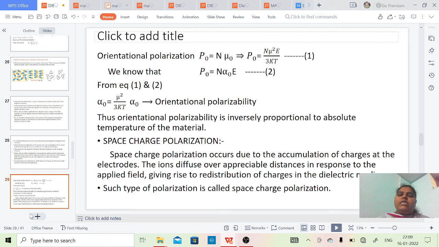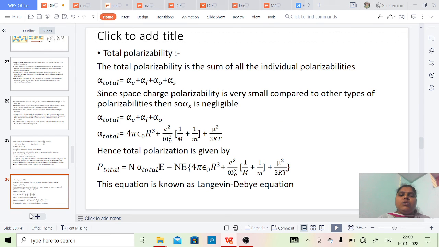According to our syllabus, we are considering these three polarizations, and outside the syllabus there is space charge polarization. It is not a lengthy concept, you just go through it. Space charge polarization occurs due to the accumulation of charges at the electrodes. The ions diffuse over appreciable distances in response to the applied field, giving rise to redistribution of charges in a dielectric medium. Such polarization is known as space charge polarization.